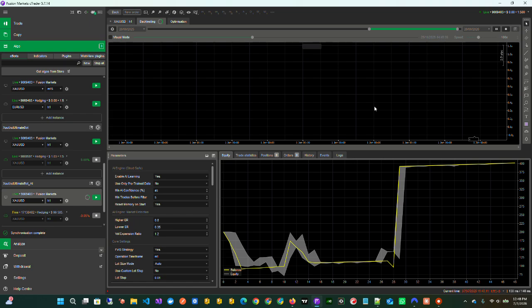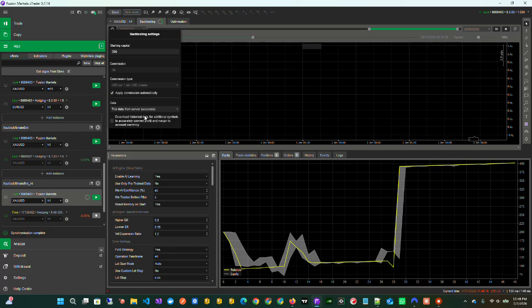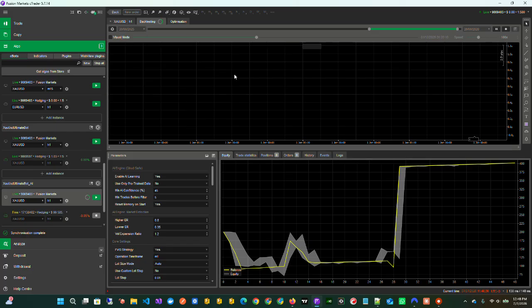Remember the backtest, just in case you want to replicate this backtest, we're running it using tick data from server, accurate in bracket. And then we selected apply commission automatically. And the starting balance, starting capital is at 200 USD. Just bear that in mind.